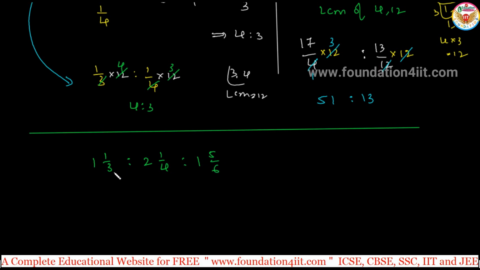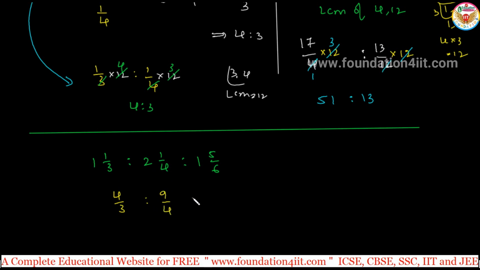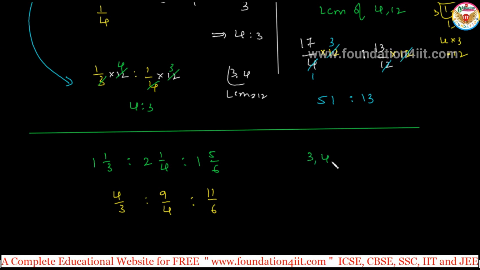Convert these mixed fractions into improper. 3 times 1 is 3 plus 1, 4 by 3 is to 2 fours are 8 plus 1, 9 by 4 is to 6 times 1 is 6 plus 5, so 11 by 6. Now we can't go for division now. Just take the LCM of all the denominators: 3, 4, 6. Find out the least common multiple for these three numbers.